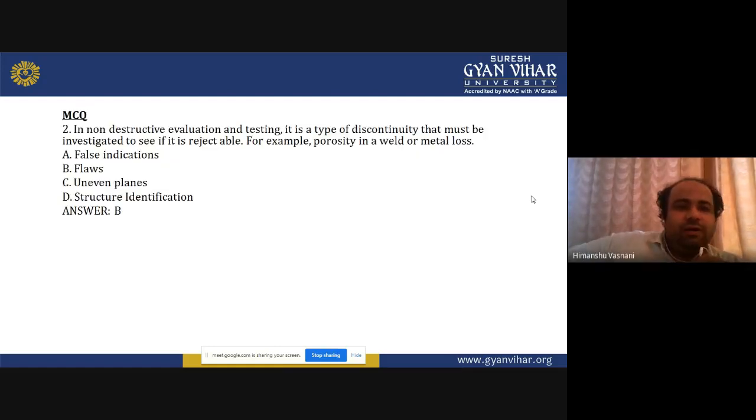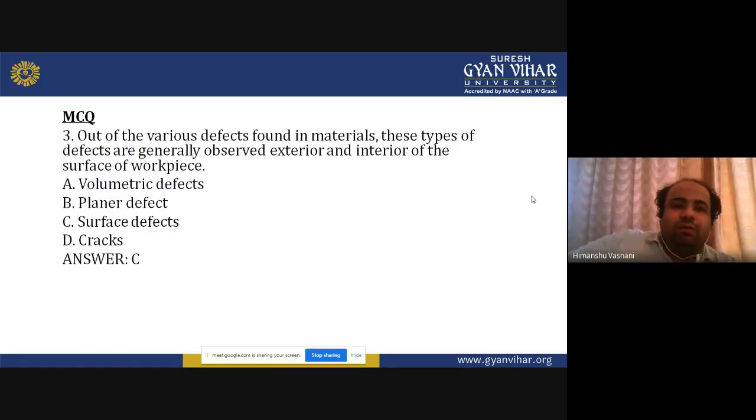Next MCQ: in NDE, a type of discontinuity that must be investigated to see if it is rejectable, for example porosity in a weld or metal loss, as I told you, is called a flaw. It can be rejected or not. Then, out of the various defects found in the material, those generally observed at the exterior and interior of the surface of the workpiece, meaning upper and lower, are called surface defects.